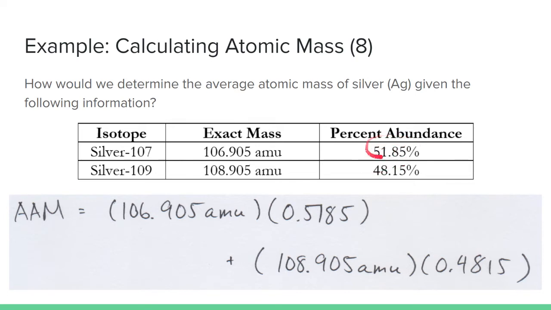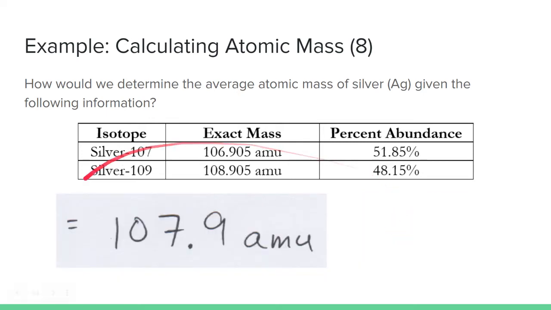What I did here was I took the percent abundance of silver 107, I converted it into a decimal, and I did the same thing with the percent abundance of silver 109. I'm going to multiply these numbers together and add them. We'll maintain the same level of precision, right? We have 4 significant digits in our percent abundances, so let's round our average atomic mass to that level of precision. And if we do that, we get the average atomic mass for silver to be 107.9 atomic mass units.